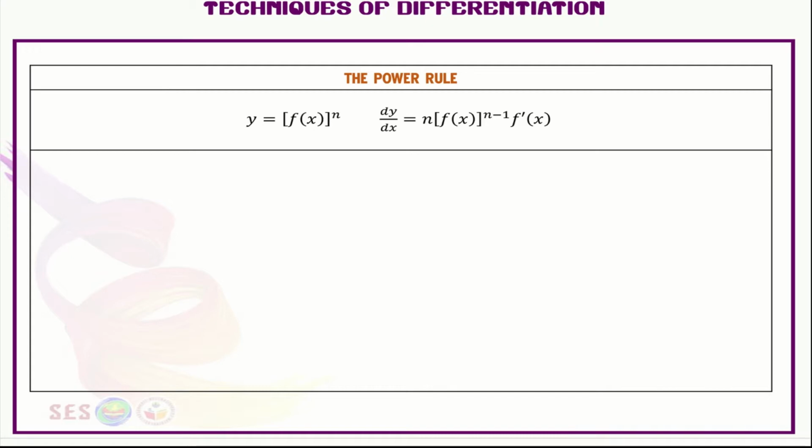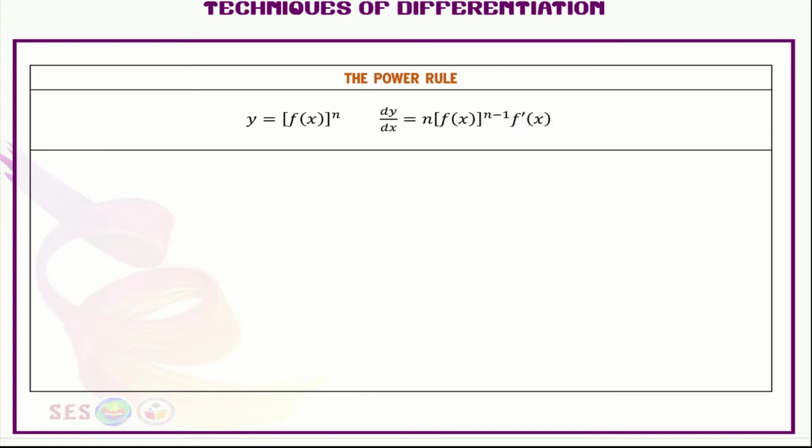Let us discuss the power rule. Suppose that we have y equals a function f, and everything is being powered by n. The way we differentiate this is by bringing down the power. Write back the function, whatever is inside the bracket, and the power will be minus 1, and multiply with the differentiation of whatever is inside the bracket.